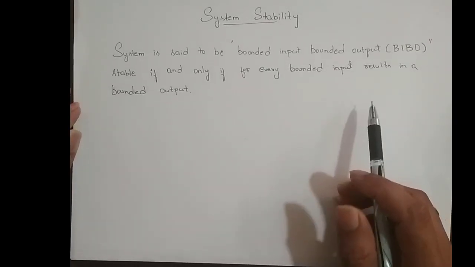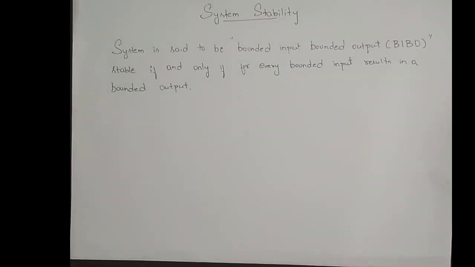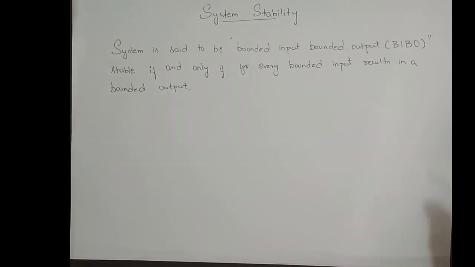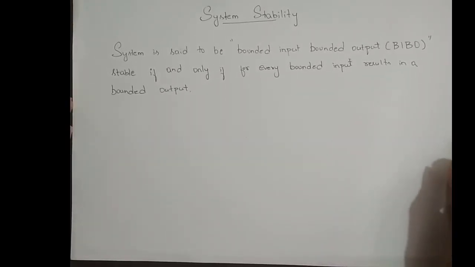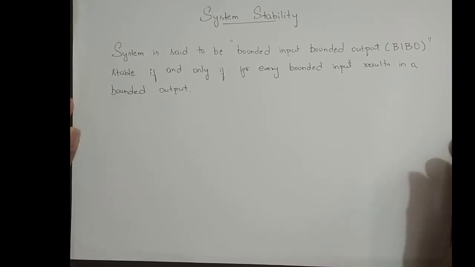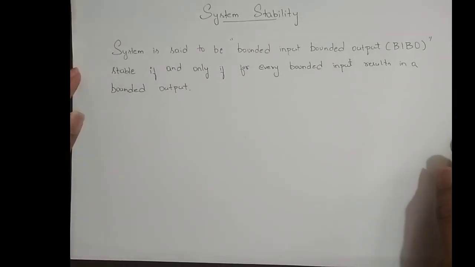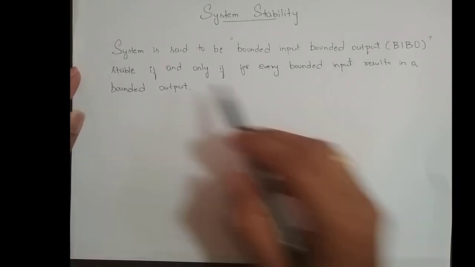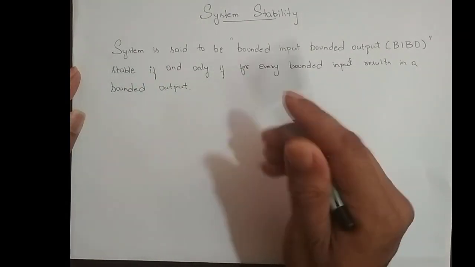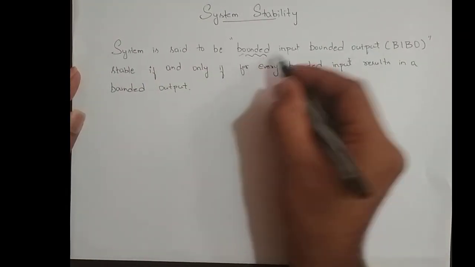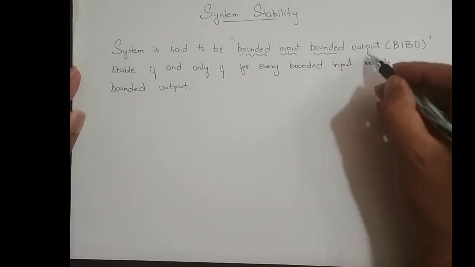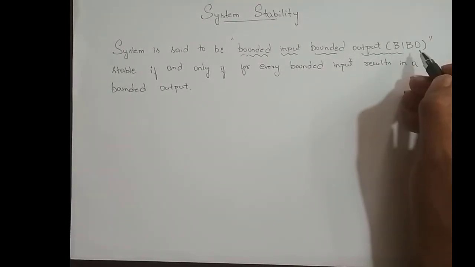Hey guys, we shall discuss system stability here, and the system is said to be stable if for every bounded input it should give us the bounded output. I mean to say, a system is said to be bounded input, bounded output, stable.